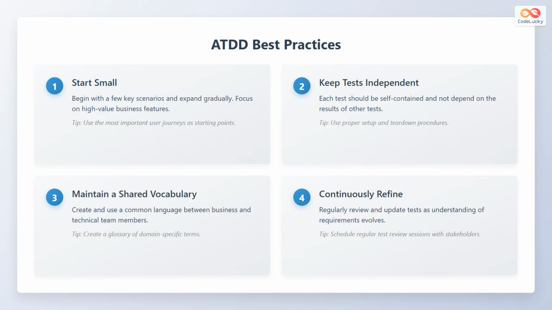To make the most of ATDD, consider these best practices. Start small by beginning with a few key scenarios and expand gradually, focusing on high-value business features. Keep tests independent, ensuring each test is self-contained and doesn't depend on the results of other tests. Maintain a shared vocabulary, creating and using a common language between business and technical team members. Continuously refine tests, regularly reviewing and updating them as understanding of requirements evolves.